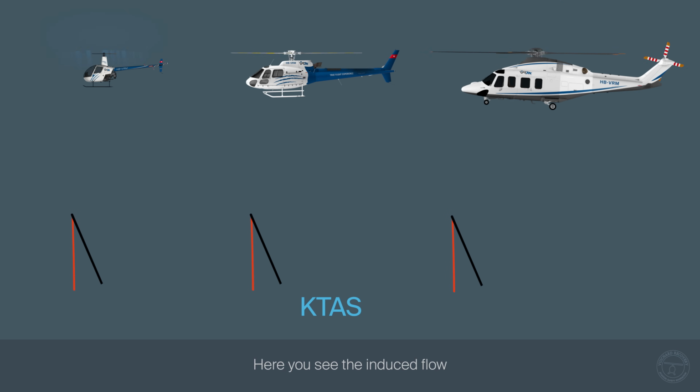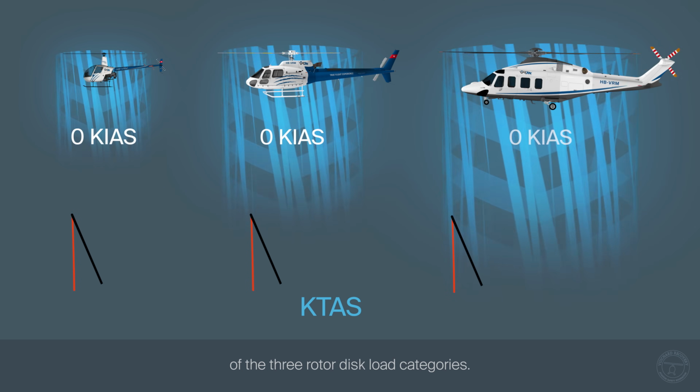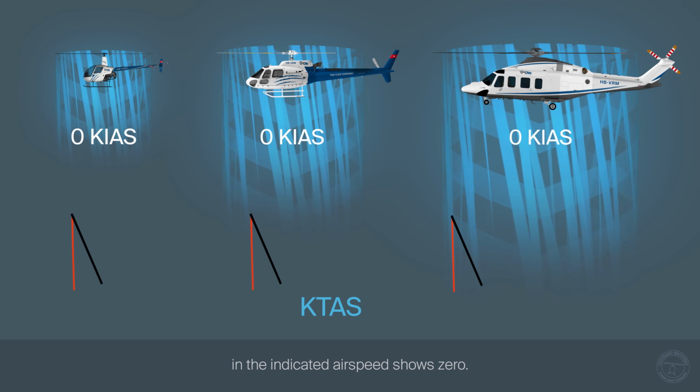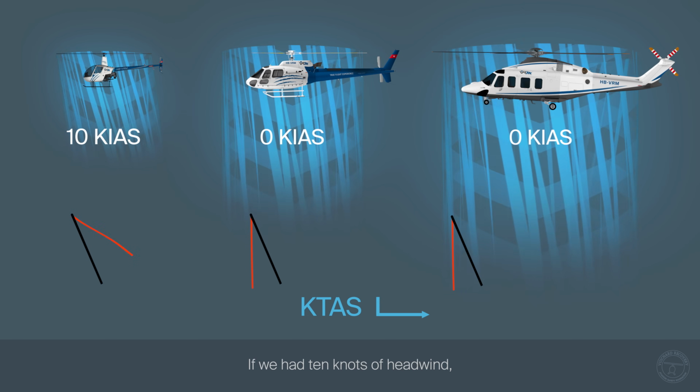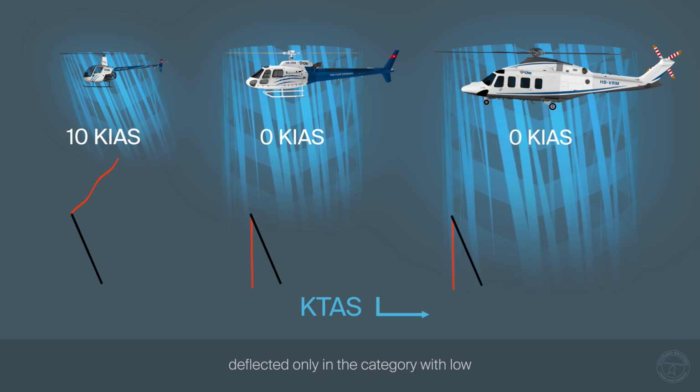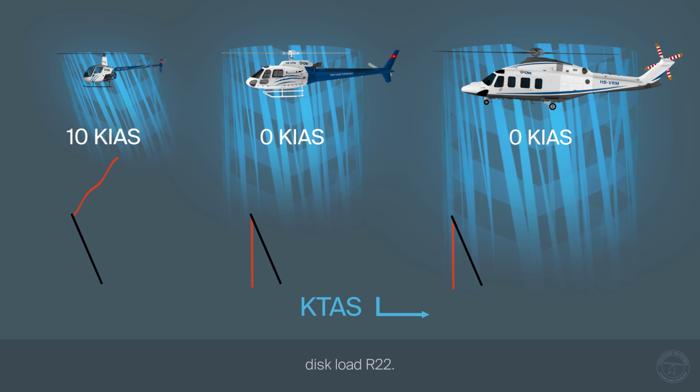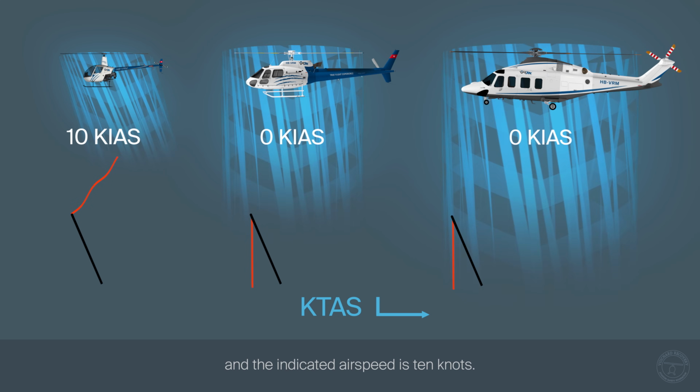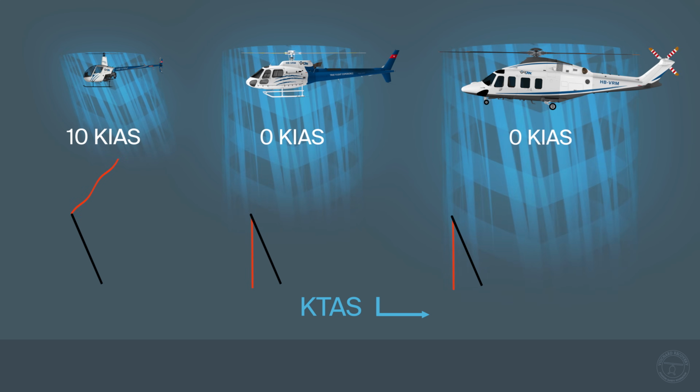Here, you see the induced flow of the 3 rotor disk load categories. At a true airspeed of 0, the induced flow crosses the rotor disk area at 90 degrees, and the WOOLOMETER in the indicated airspeed shows 0. If we add 10 knots of headwind, we see that the induced flow is deflected only in the category with low disk load, R-22. The WOOLOMETER points up, and the indicated airspeed is 10 knots.